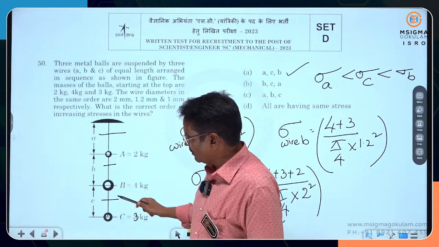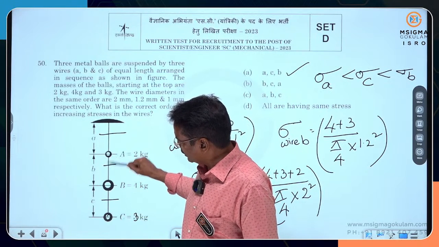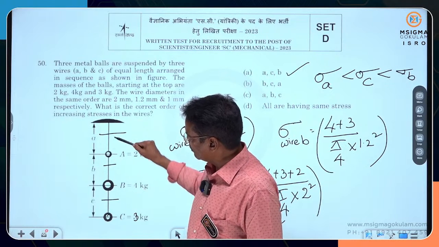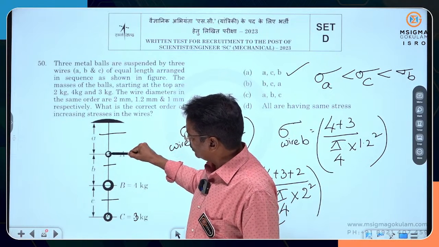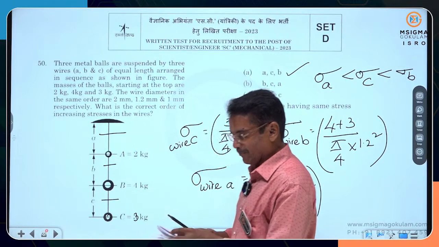The only concept here is, if you take the section here, only this load will come. For wire B, only these two loads will come. If you take wire A, all the 3 loads will be acting downwards.